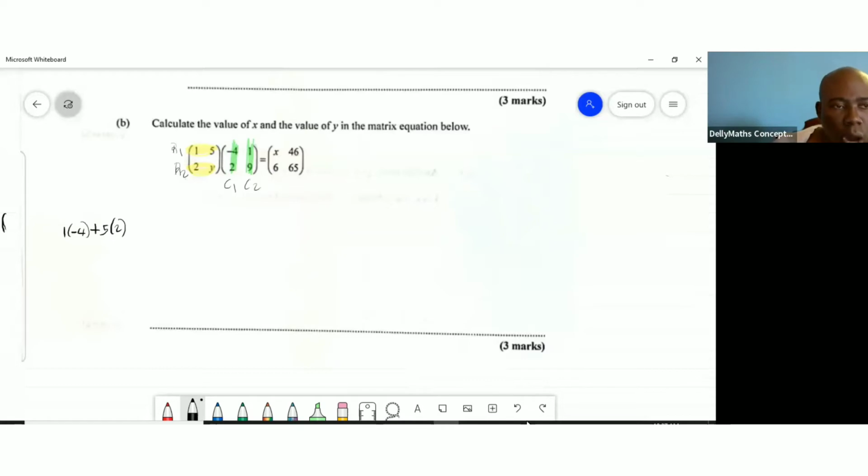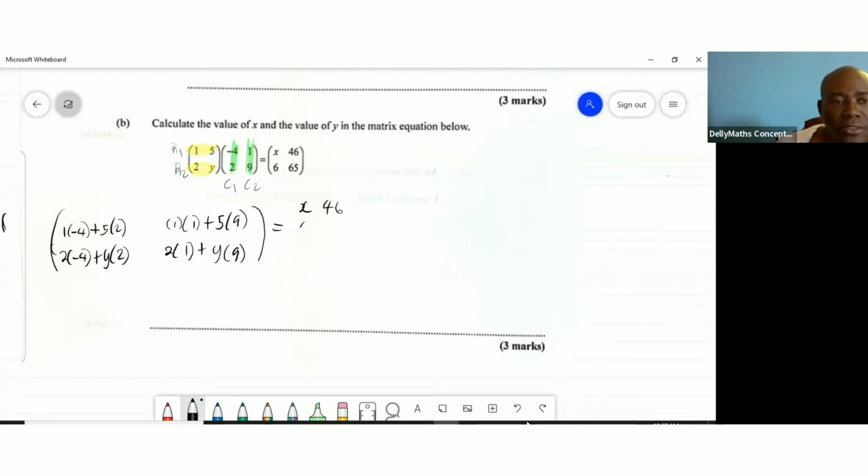All right, so row 1 will still go with the other column. So row 1, we have 1 times 1, and we're adding that to 5 times 9. Row 1 was used to do the 2 columns. So now row 2 is gonna do the 2 columns. So it's 2 times -4 plus y times 2, and then 2 times 1 plus y times 9. So this matrix here is equal to x, 46, 6, 65.